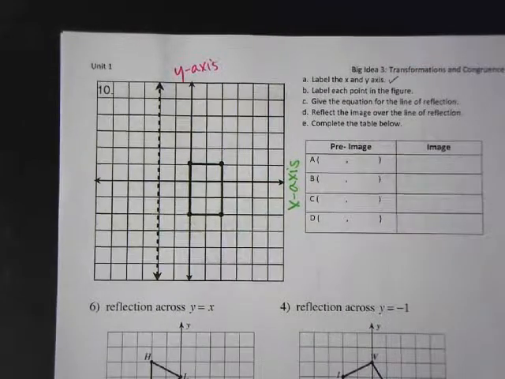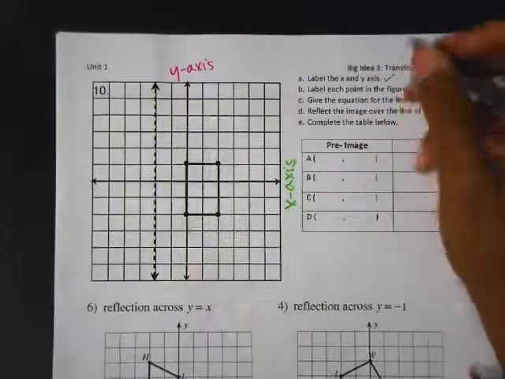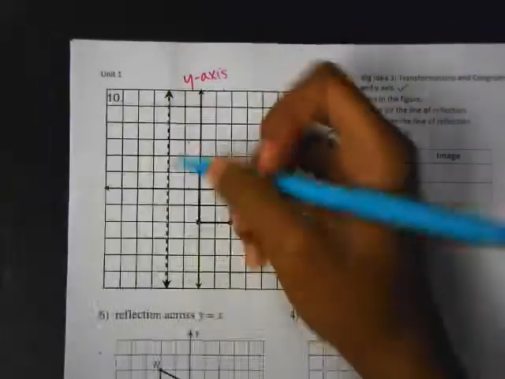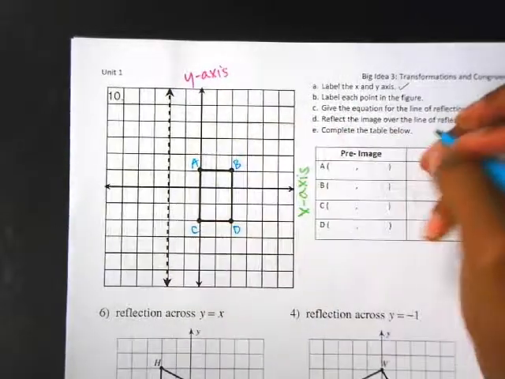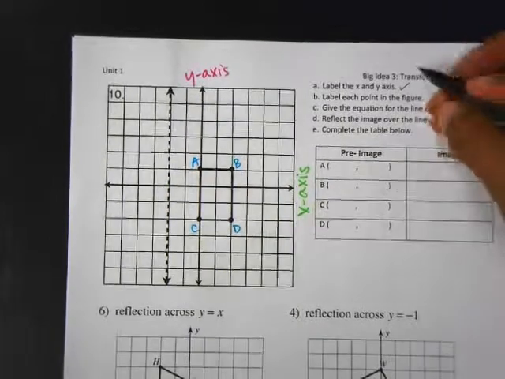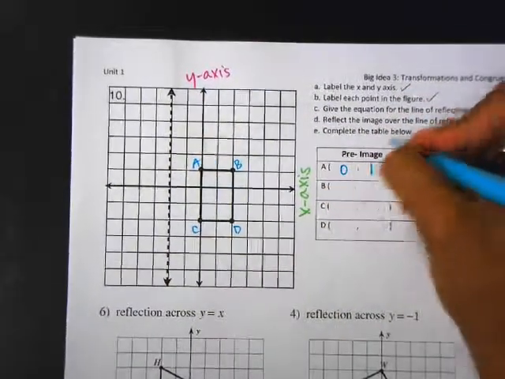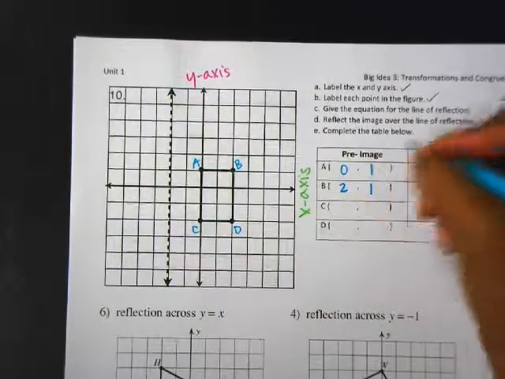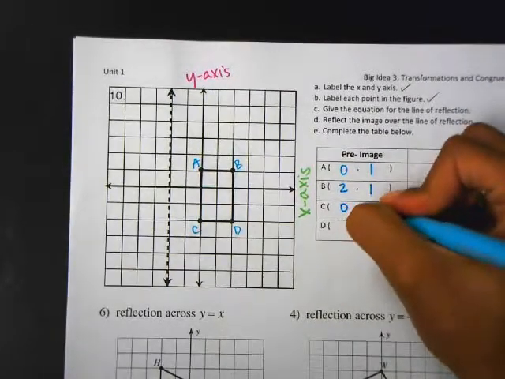Next, I need to label each point on the figure. So it's a quadrilateral. It's quadrilateral A, B, C, D. So I'm just going to go A, B, C, D. Okay. Once I label each point, I'm going to write down what their coordinates are. A is at 0, 1. B is at 2, 1. C is at 0, -2. And D is at 2, -2.